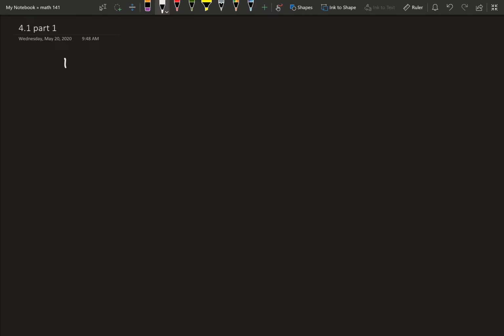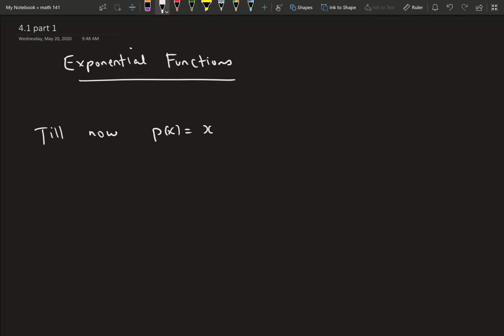Okay, we're going to start chapter 4, and the first part of chapter 4 is all about what are called exponential functions. So till now, it was all about polynomial functions, like x squared or x cubed minus x, and so on and so forth. These are all polynomial functions. And what makes them a polynomial essentially is that the variable is placed to a power. And the exponential function is just the reverse.